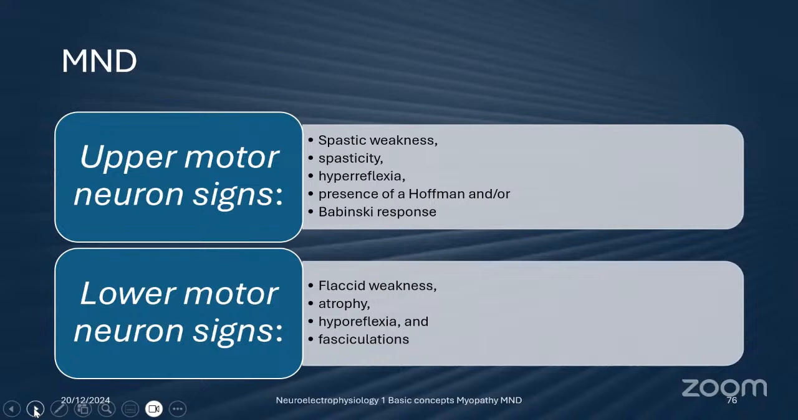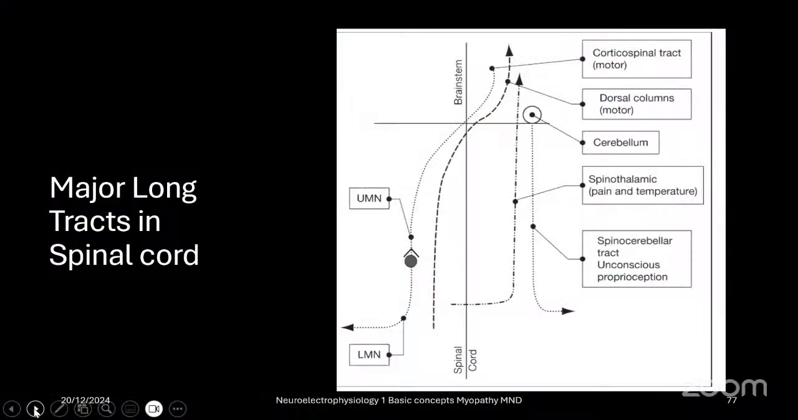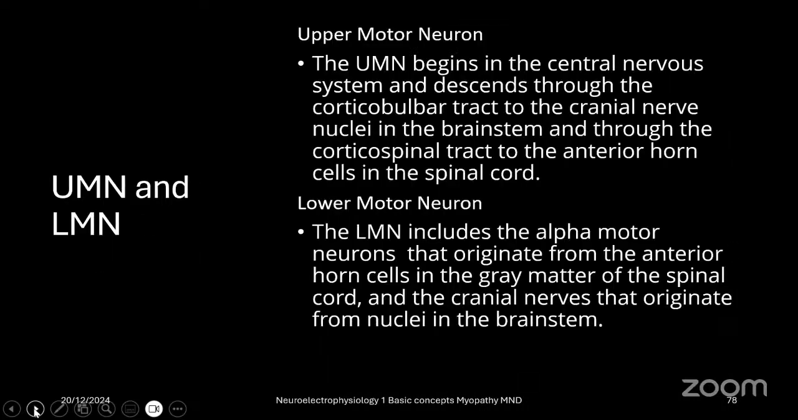Lower motor neuron signs are flaccid weakness, atrophy, hyporeflexia, fasciculation. No problem. You have been reading it from second year MBBS. Still, in the exam, you will flounder. You will get confused. Right? So major long tracts in the spinal cord are there: corticospinal tract and dorsal columns, spinothalamic, spinocerebellar tract. So all these tracts, ascending and descending, you have to remember for your clinical encounters.